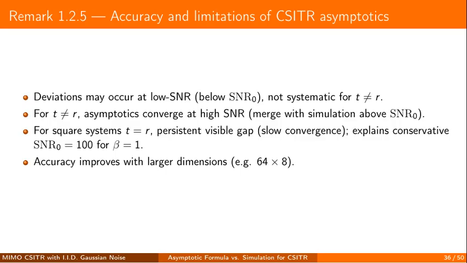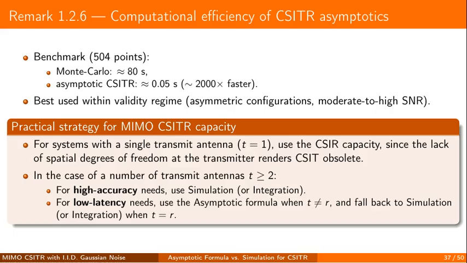Reassuringly, accuracy improves as dimensions grow. For instance, a 64x8 system is very tight. On timing, for the same 504 points, Monte Carlo takes about 80 seconds, while the asymptotic CSITR formula takes about 50 milliseconds, roughly 2,000 times faster. These asymptotics are best used within their validity regime, asymmetric configurations, and moderate to high SNR.